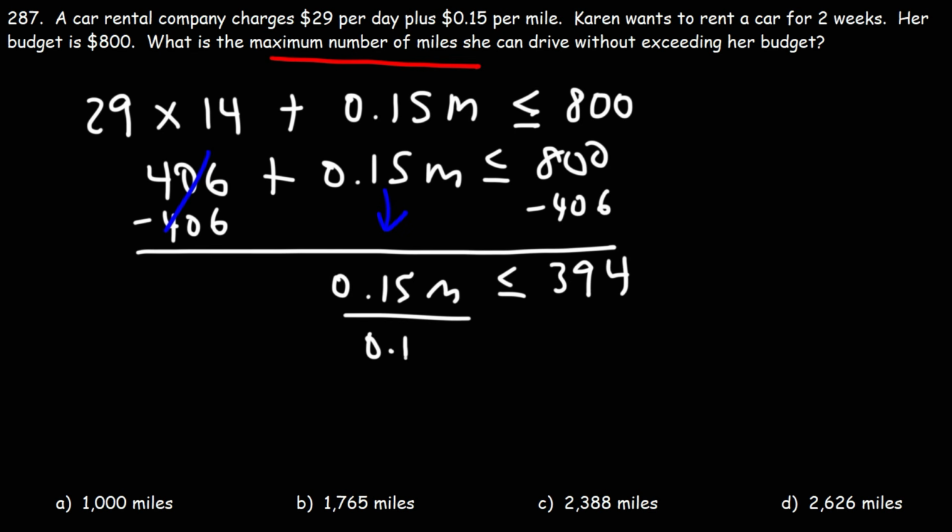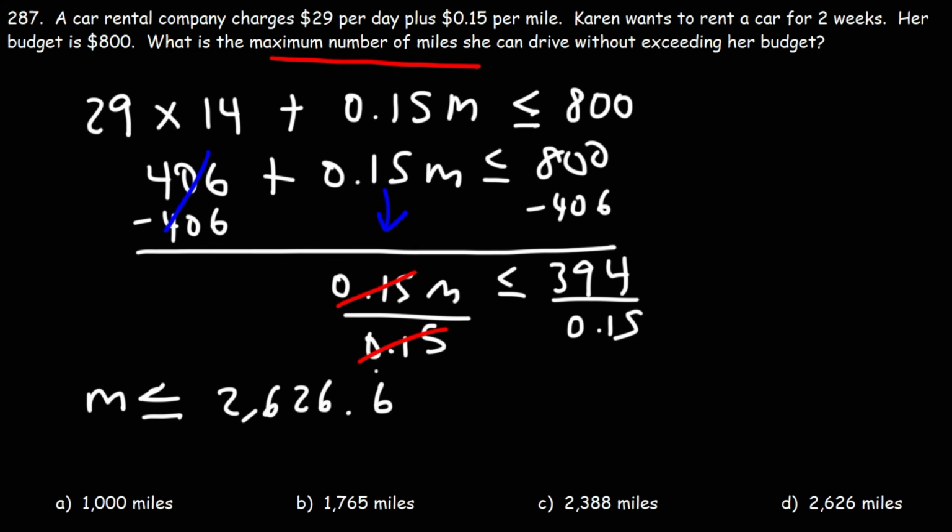Now let's divide both sides by 0.15. So M is less than or equal to 394 divided by 0.15, which will give us 2,626.6 repeated. So the answer is going to be D. It's not going to be 2627.